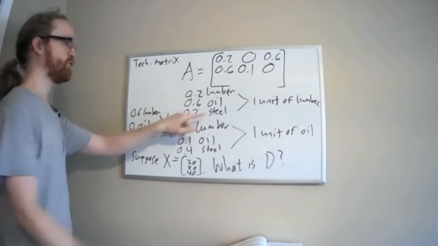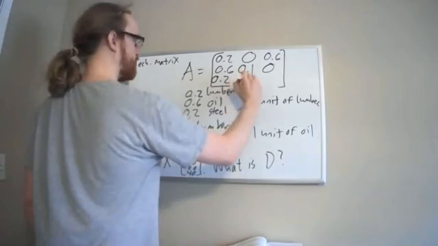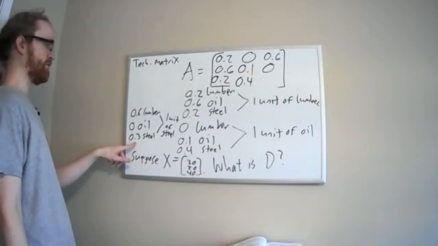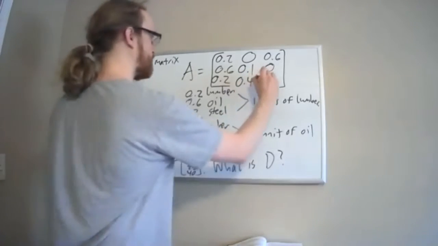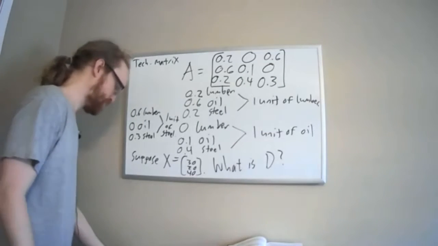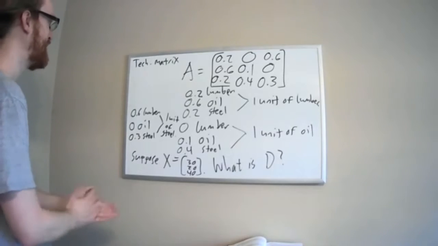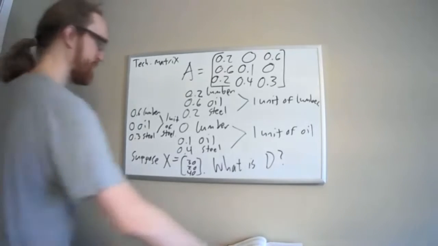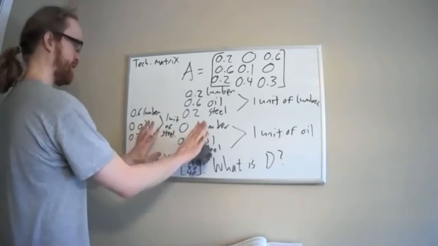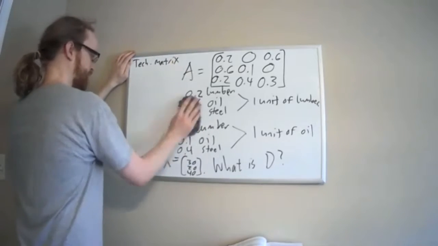It takes 0.2 steel for 1 unit of lumber, 0.4 steel for 1 unit of oil, and 0.3 steel for 1 unit of steel. Okay, here's my technology matrix. My apologies about kind of bungling that, but it'll work out. Okay. So now I'm going to erase this information because it's now collected in this technology matrix here.